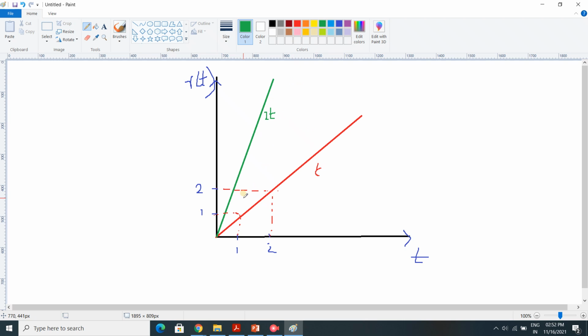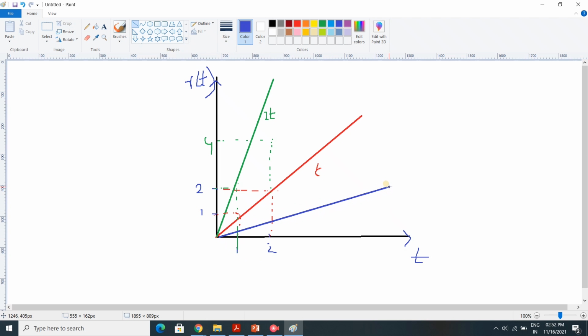Because it was t. Now this one is not t. Suppose this is 2t. 2t means when time is 1, then the magnitude is 1. When time is 2, then the magnitude is 4. That means if you want to change the slope, then you multiply with some constant.